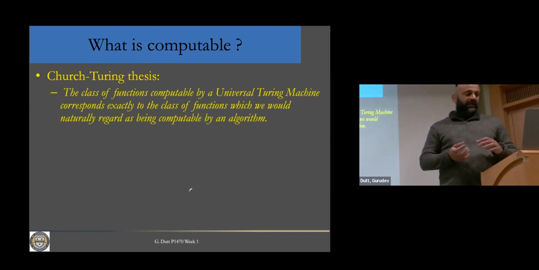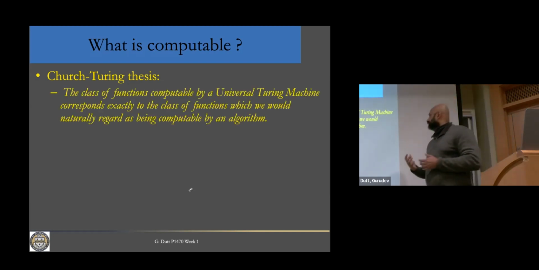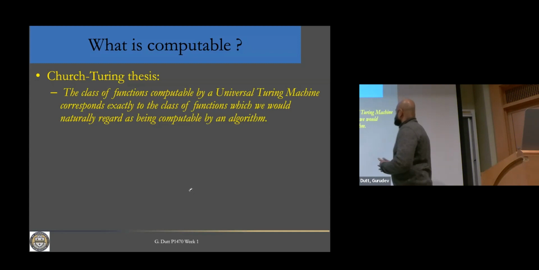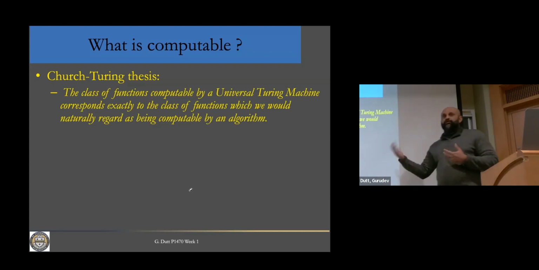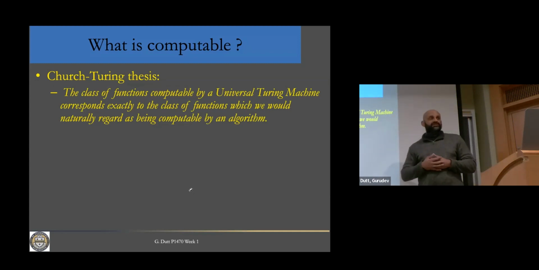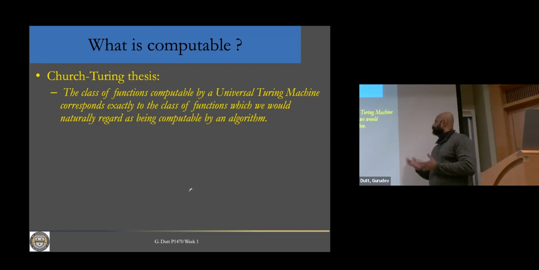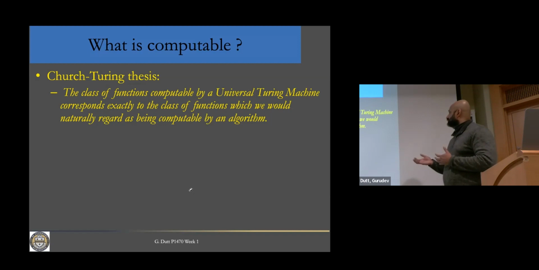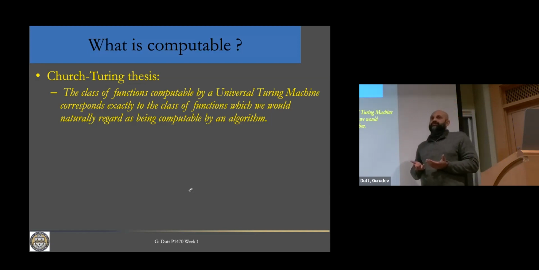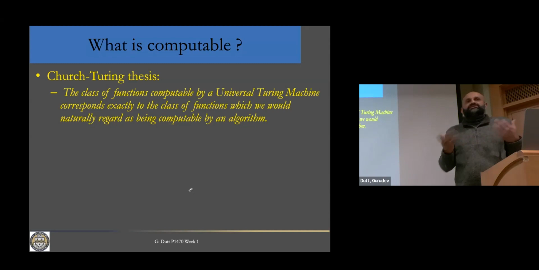Alonzo Church, another famous computer scientist, and Turing put forward this thesis. They said that the class of functions computable by a universal Turing machine corresponds exactly to the class of functions which we would regard as being computable by any algorithm. So the idea is, what is an algorithm?